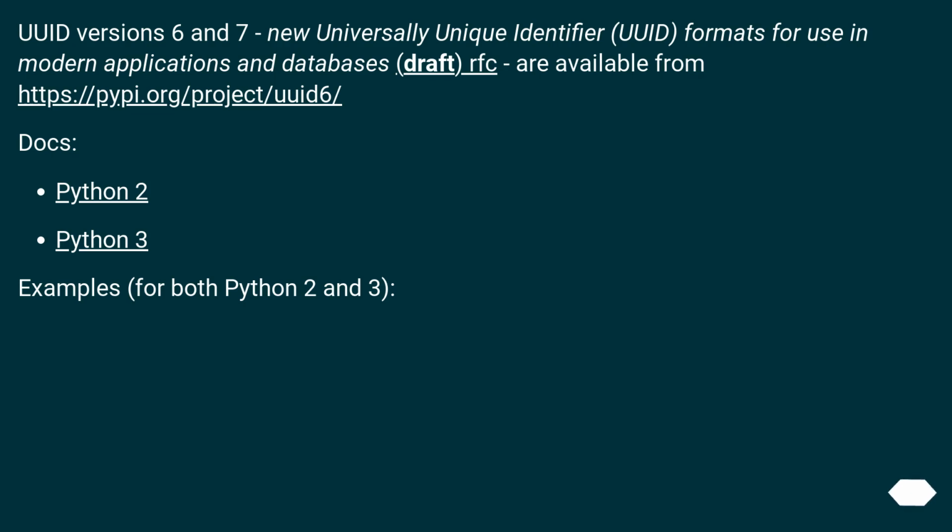UUID version 6 and 7, new Universally Unique Identifier (UUID) formats for use in modern applications and databases, draft RFC, are available from this URL. Docs: Python 2, Python 3. Examples for both Python 2 and 3.